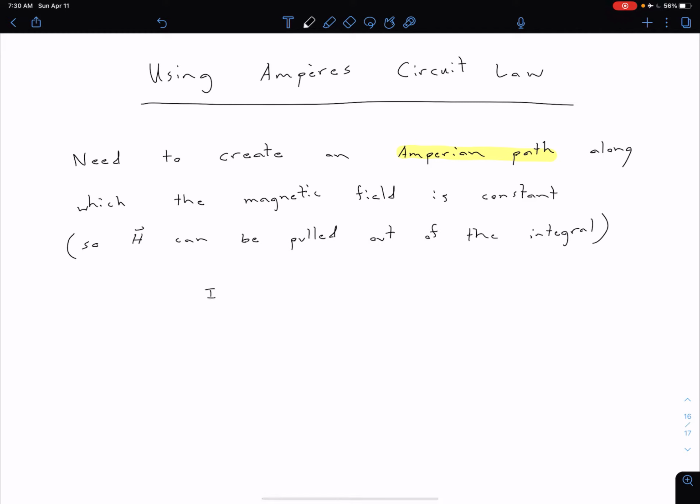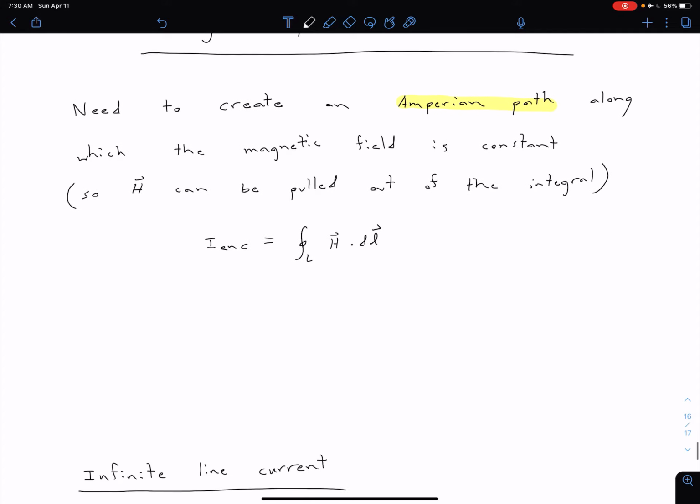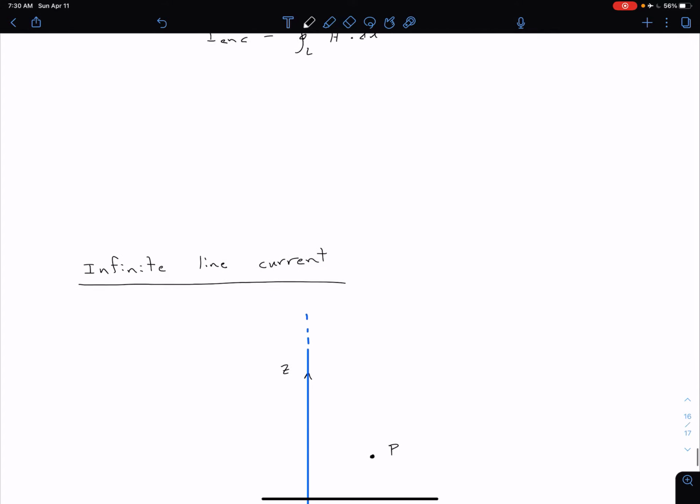So remember we said our current enclosed is equal to the integral around some closed path L of H dot dl. And if our H is constant along that path, of course, we can say this is H in some vector direction, and then we can just pull the H out front of the integral. Okay, so let's take a look at some of our previous configurations and see if we can determine the same H value that we saw before.